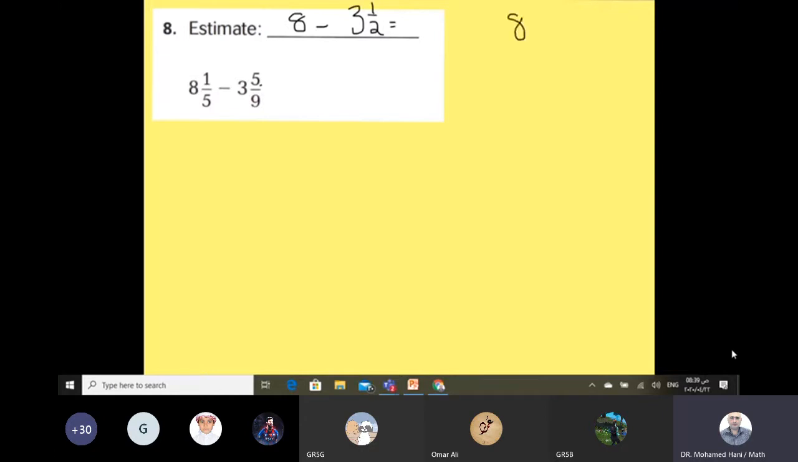Now, remember, when you subtract a fraction from nothing, you have to create something for it to subtract from. So I'm going to go ahead and take this and make it 7. And we're going to make 2 halves. And now we can subtract. 2 halves minus 1 half is 1 half. And 7 minus 3 is 4. So our difference should be about 4 1/2. That should be our difference.